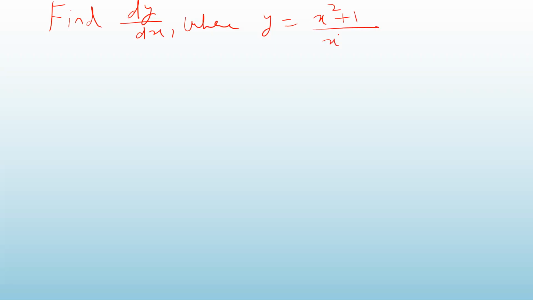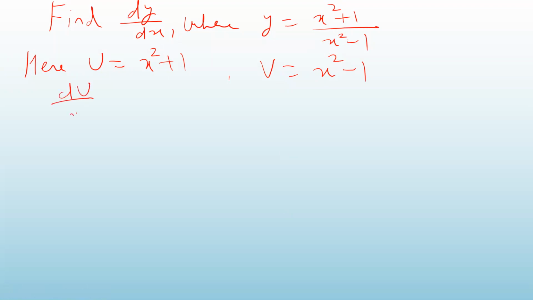Find dy by dx where y is equal to x square plus 1 divided by x square minus 1. Now in this problem, what is your u? Here, u is the numerator. What is the numerator? X square plus 1. So u is x square plus 1. And what is your v? V is x square minus 1. Correct? This is the numerator, so we call it u. This is the denominator, we call it v.